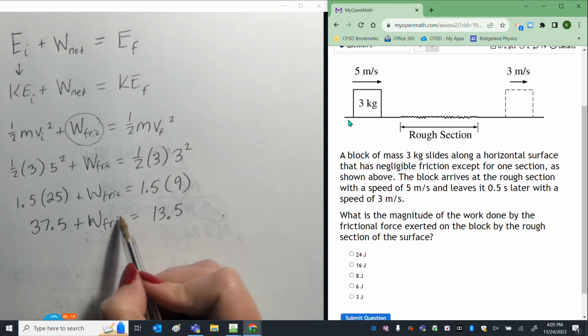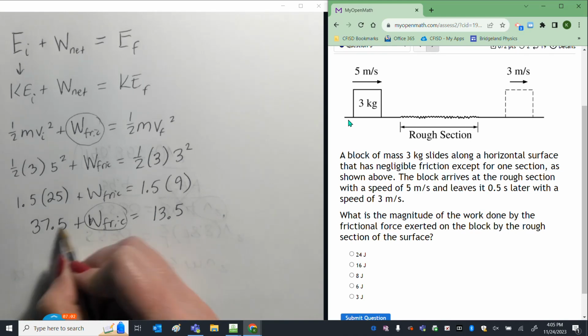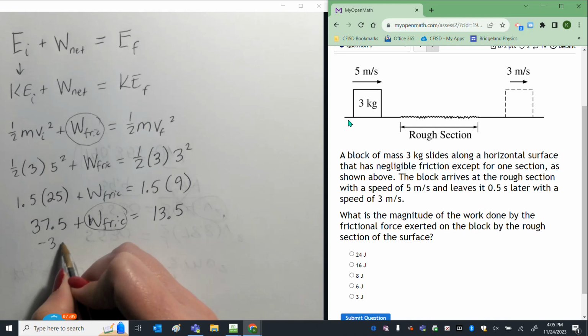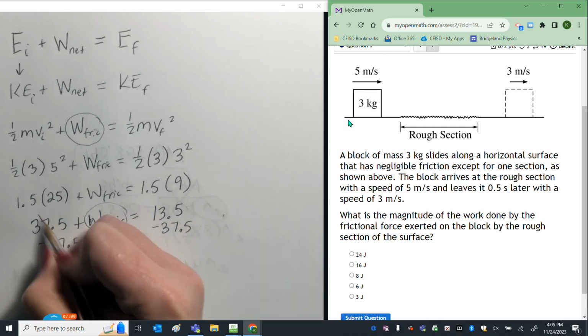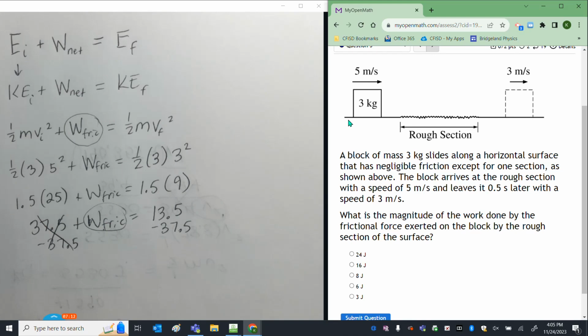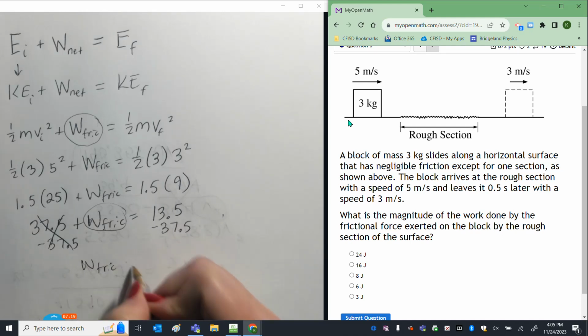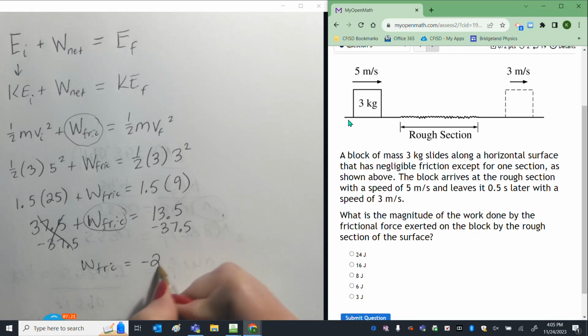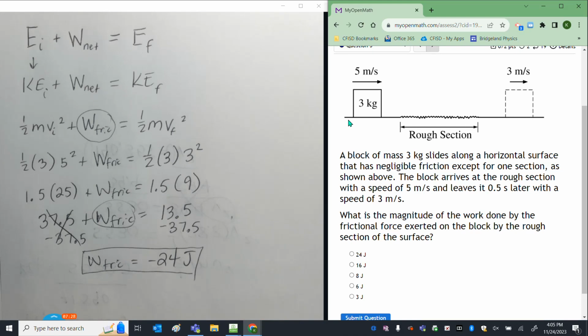We need to solve for this, so we're going to go ahead and isolate this by subtracting. These are currently being added, so we're going to subtract 37.5 from both sides. That's going to isolate our variable, and 13.5 minus 37.5 is going to give us our work done by friction, which is equal to -24 joules. So that is how much work friction did, which means it's also how much energy the friction removed from the system. We lost 24 joules of kinetic energy.